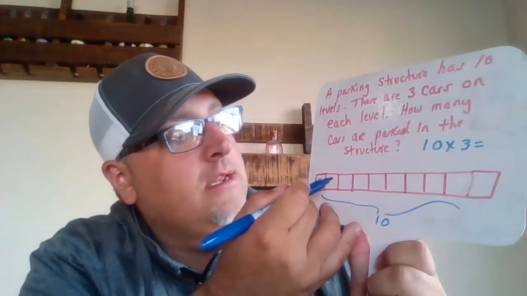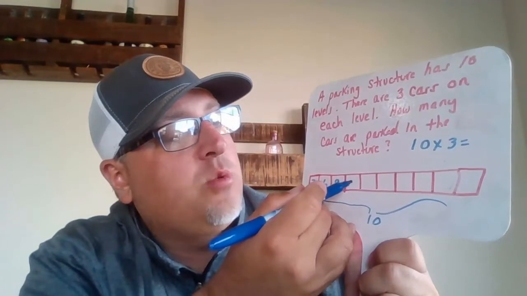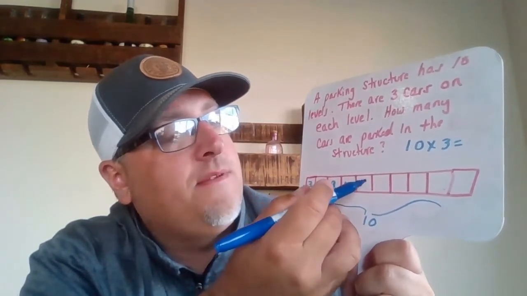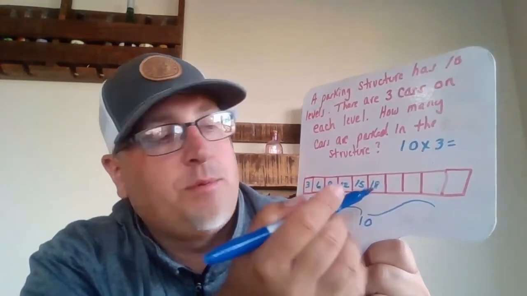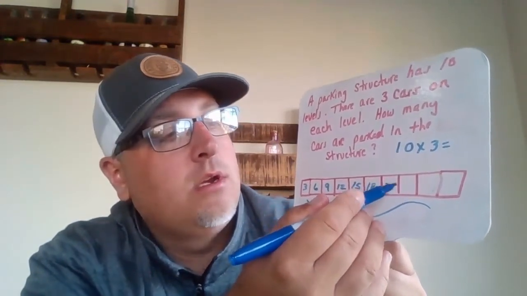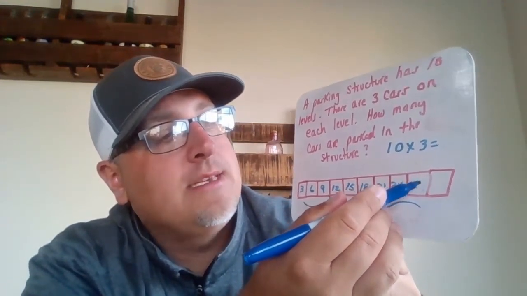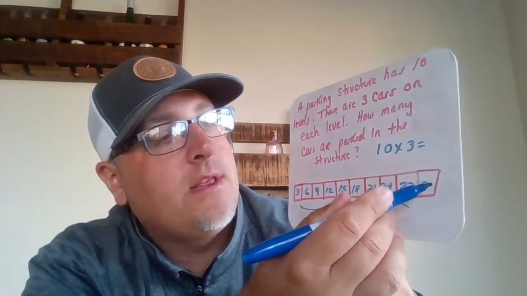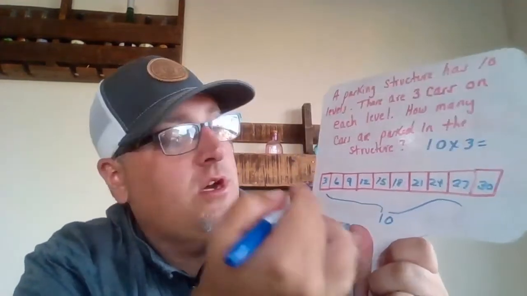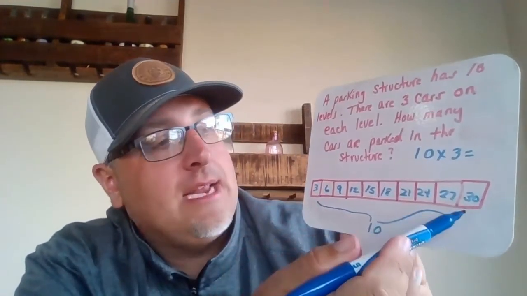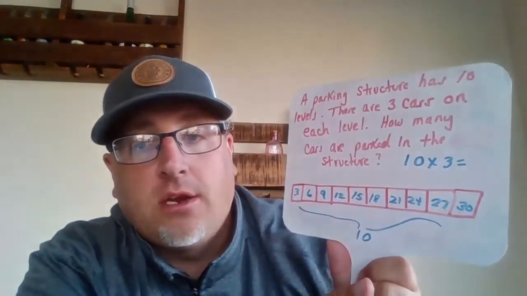So we got 3, 6, 3 more would be 9, 3 more would be 12, 3 more would be 15, 3 more would be 18. Count up 3 more. That would be 21, 24, 27, and there it is, 30 right there. Okay? There's our answer. There's 3 in each level, and on the 10th level, altogether we have 30 cars in that structure.